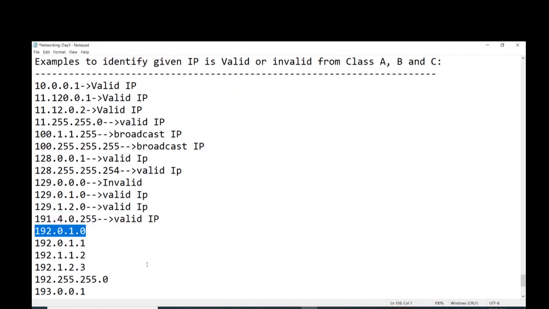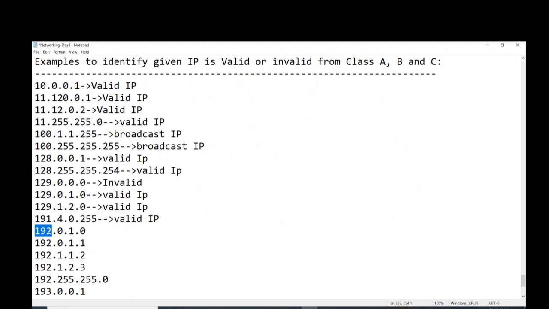It's valid, sir. Please check. Please think. Sorry, sir, it's invalid, because it comes in class C. See, you always have to check the first octet. Is it class A, class B, or class C? It's class C, sir.